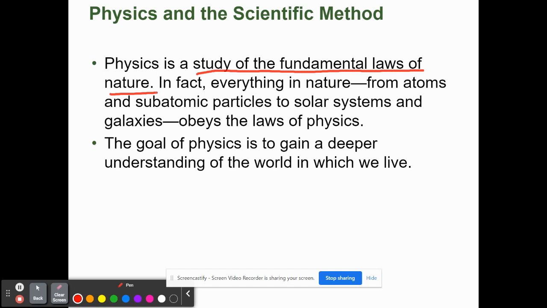So our goal in physics is to get a deeper understanding of our world, the world that we live in. Again, from the tiniest little subatomic particle to the entire universe. All right, so what we get from here on out is going to sort of be review.